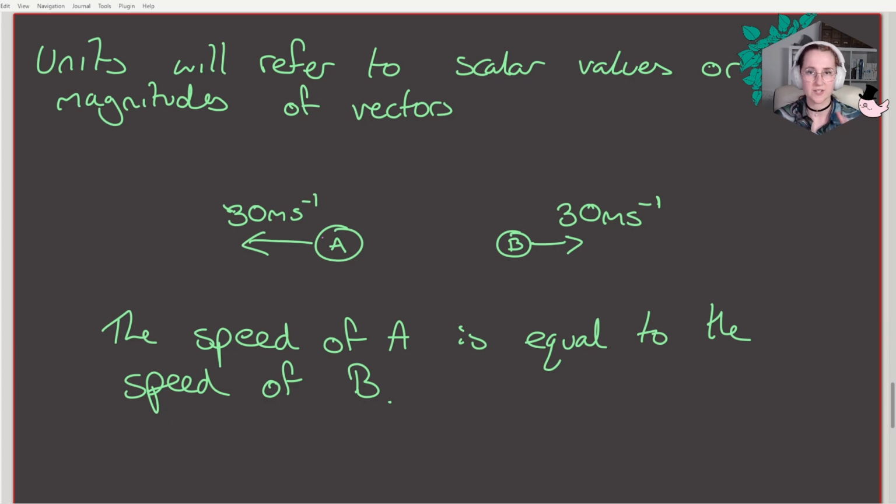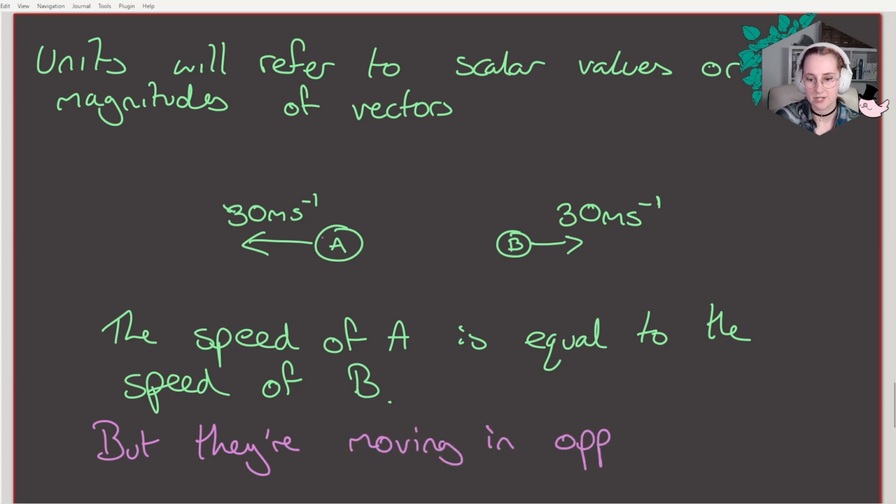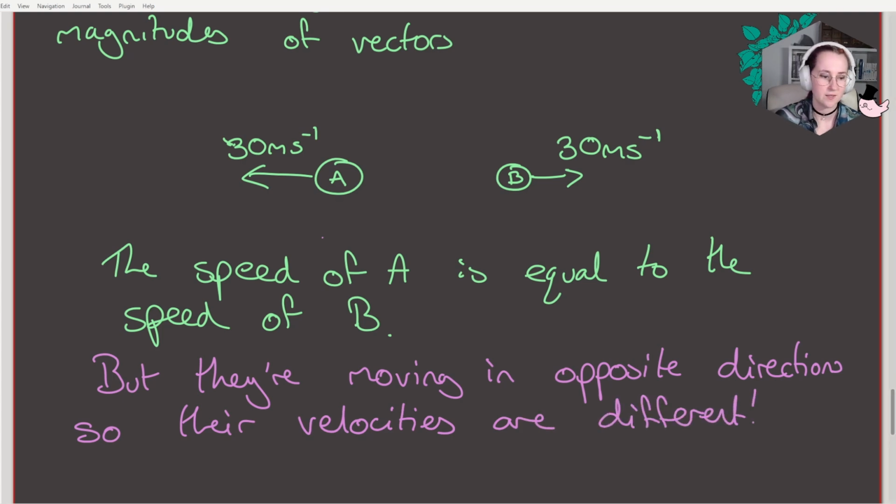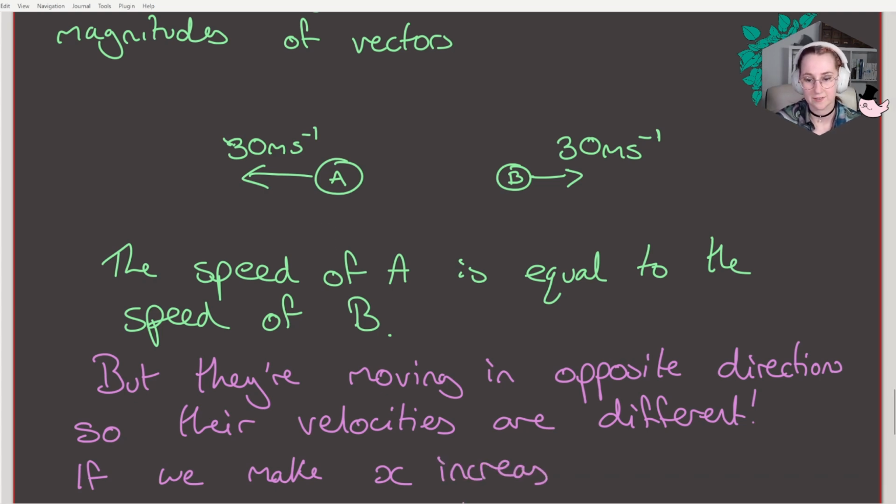Okay, but if I introduce some direction, so as I said, when we talk about displacement, when we talk about velocity, we do sort of need a reference frame, because we know that those two are going in opposite directions, but we don't necessarily know which one's going in a positive direction or how to describe it. They're moving in opposite directions. So their velocities are different. If x positive increases, right? So I'm now going to define sort of this way as the positive direction.